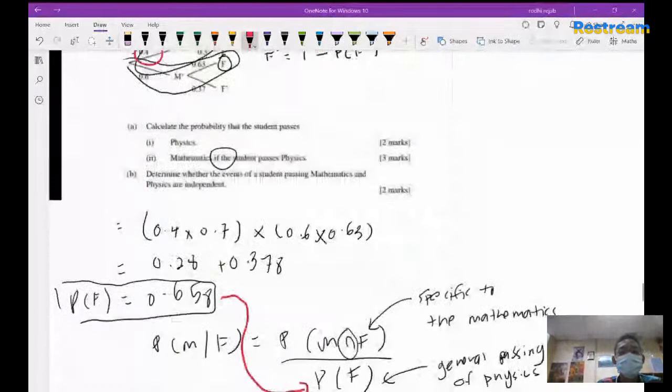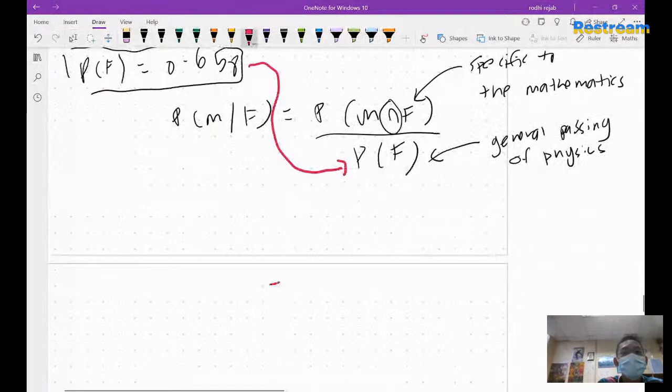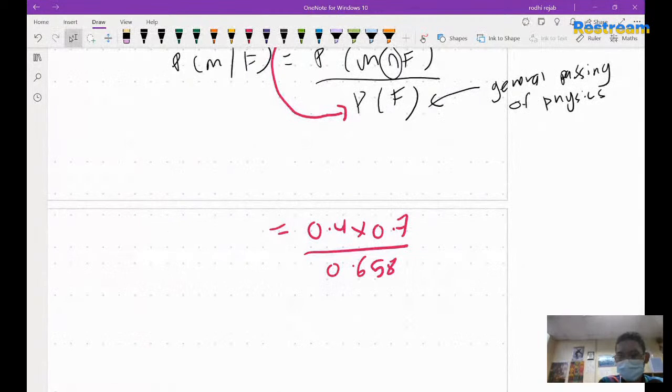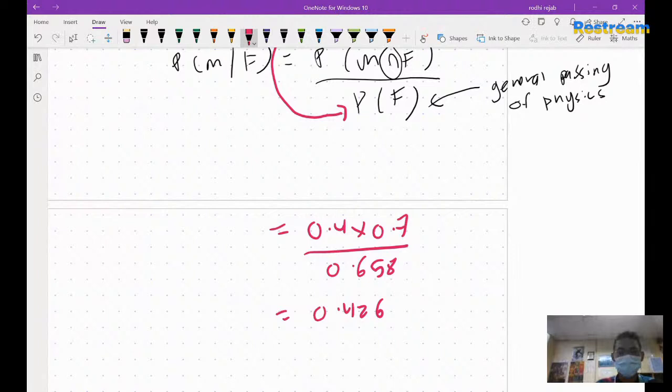So the whole equation should be 0.4 times 0.7 divided by 0.658. And then we got 0.426. Right, next question.